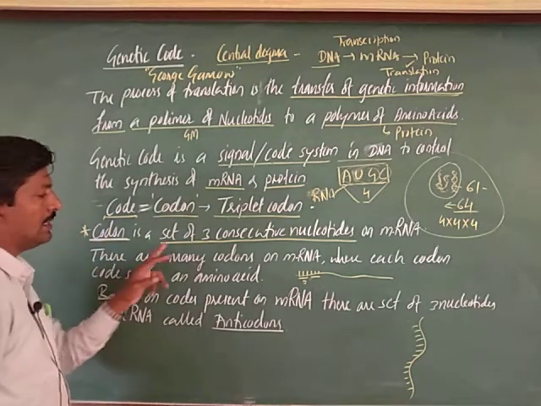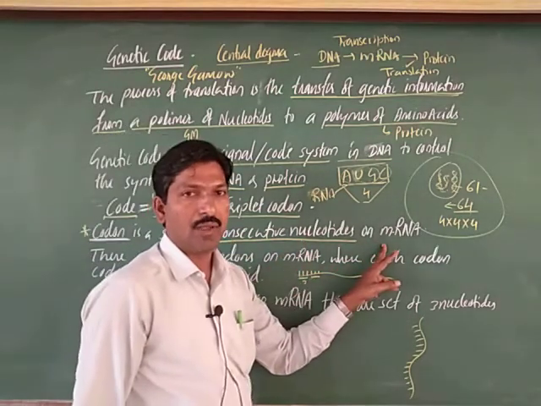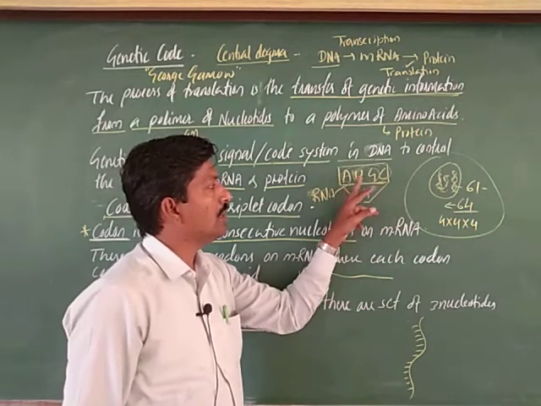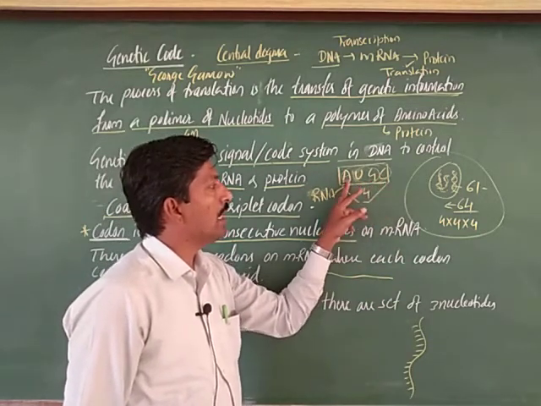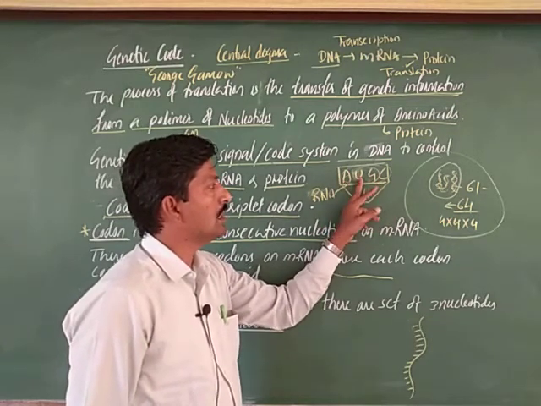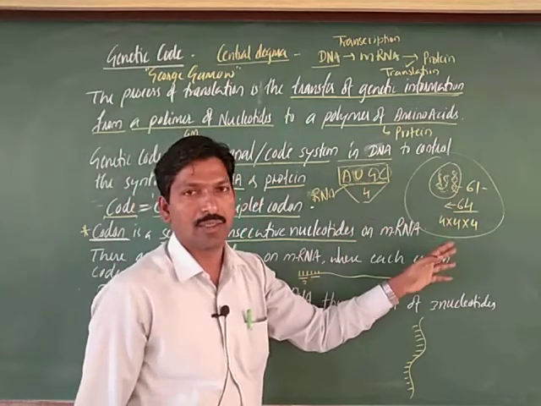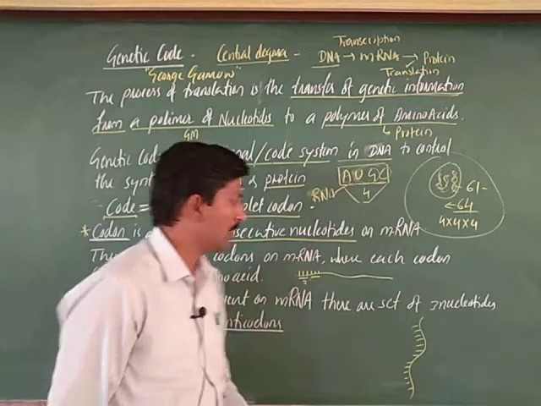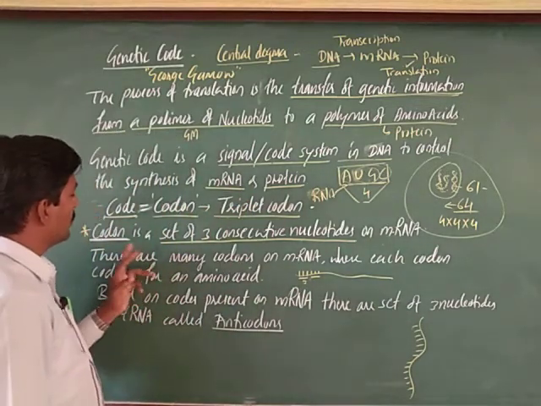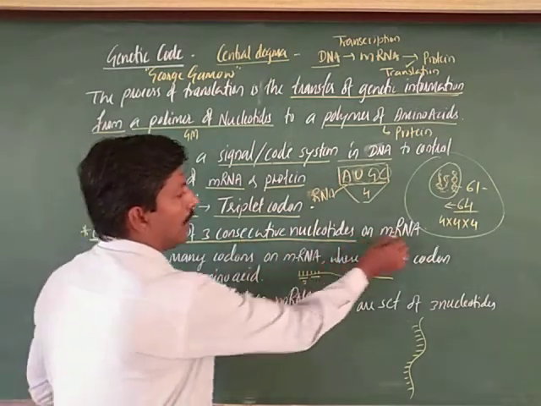Codon is a set of 3 consecutive nucleotides on the mRNA. mRNA means AUG, AGC or AUC or UGC or GCU, whatever. Every combination we will get here. So later on we will see the combination of those 4 nucleotides, right. So understood now? Codon is a set of 3 consecutive nucleotides on mRNA, right.